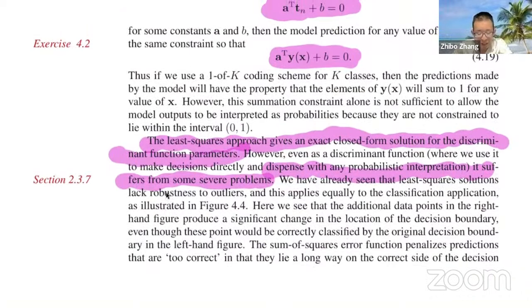We have already seen that least squares solutions lack robustness to outliers, and this applies equally to the classification application, as illustrated in figure 4.4. Here we see that the additional data points in the right-hand figure produce a significant change in the location of the decision boundary.